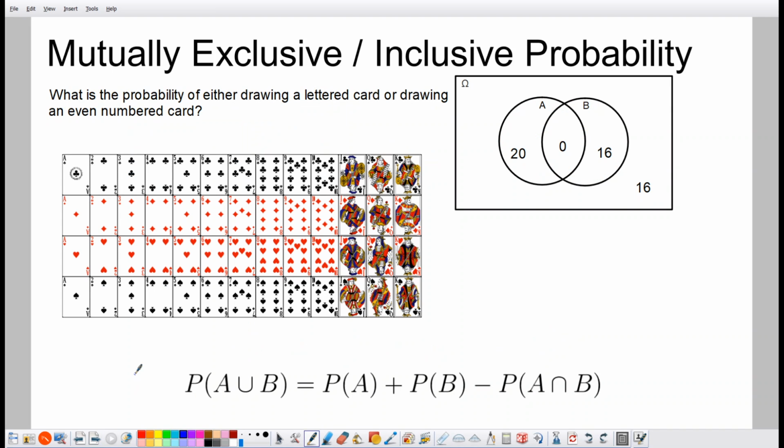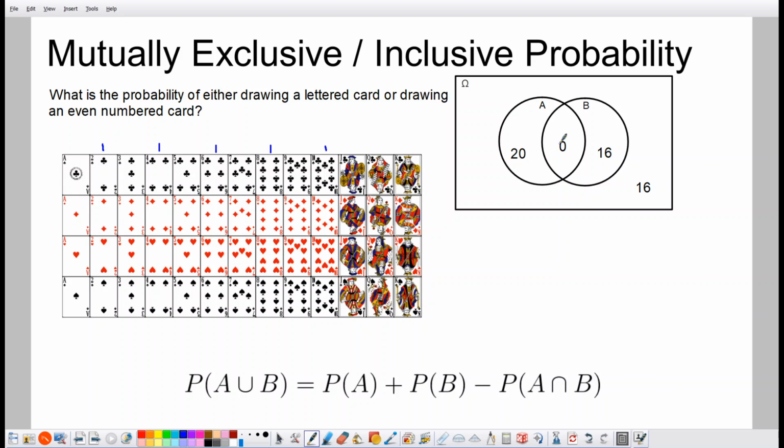All right, now let's look at a scenario that is now mutually exclusive. What is the probability of either drawing a lettered card or drawing an even-numbered card? Okay, so in this one, I've let A be our even-numbered cards, and if we look at our little grid here, I know that this is an even, that's even, that's even, that's even, that's even. So I've got 1, 2, 3, 4, 5 cards in each suit, and I've got 4 suits, so that gives me a total, 5 times 4, of 20 cards that are even numbered.